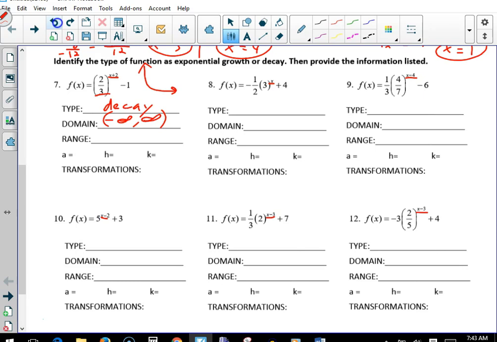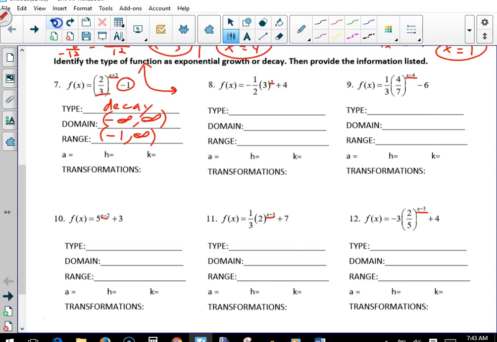Range, we always look at this number here. Negative 1 to positive infinity. And that's going to be the same setup every time, unless there's a negative number in front, which means it's going to flip and go towards negative infinity. And remember, you can put this in your calculator just to verify.